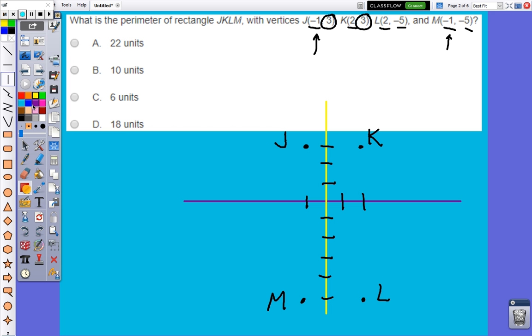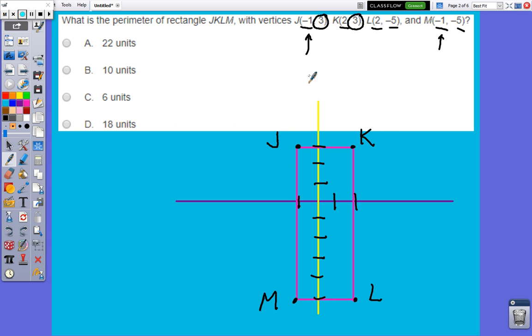It might not be perfect because when I plot these points, I'm not using exact precision. There's JM. Here comes KL. Now let's connect JK and ML. First thing I want to do is find the distance between J and K. Its ordered pair is (-1, 3) and the other is (2, 3). I can see that the y-values are the same, so I'm going to focus on the x-values.